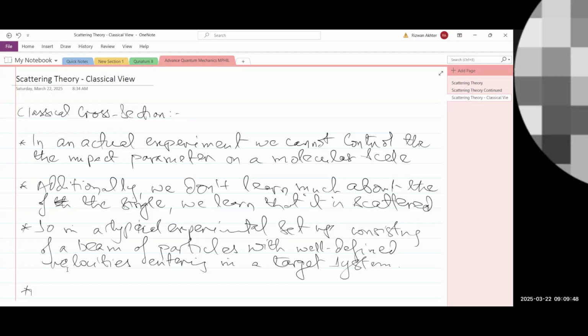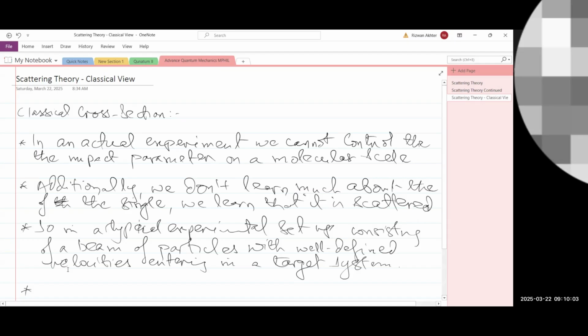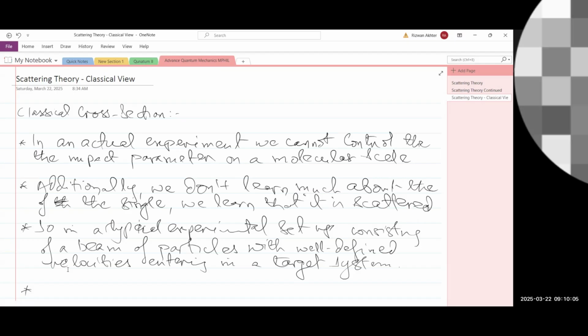One could say that the incoming beam would be characterized by some flux of particles, and if we characterize that flux by n with a subscript i, for incident, that is the number of particles per unit area perpendicular to the momentum of the beam.